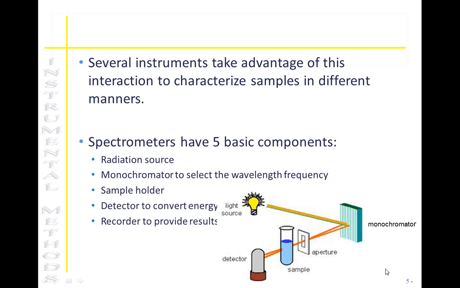Several instruments in the laboratory are used to take advantage of this interaction of samples with the different types of energy. These are your spectrometers. Spectrometers are going to have 5 basic components to them. They're going to have some source of radiation energy, a way to actually select that wavelength that's going to hit the sample. They're going to have a sample holder and then also a detector to convert that energy so that it can be received by a recorder that's going to provide the results.